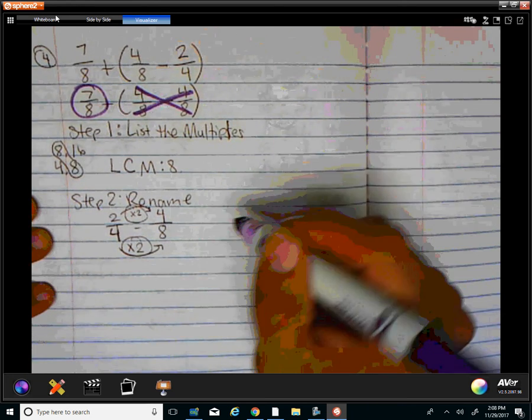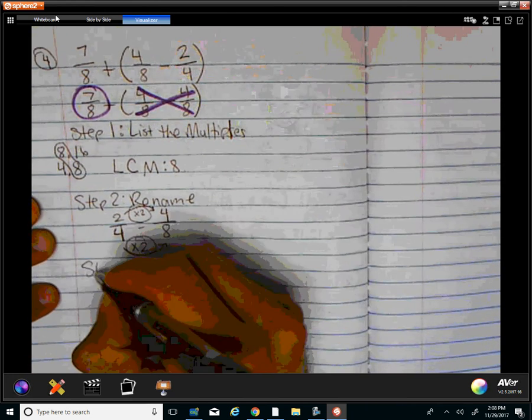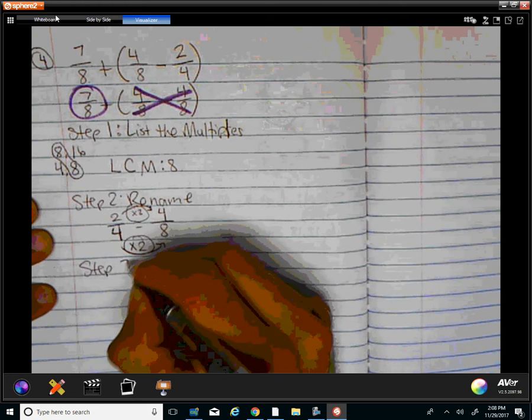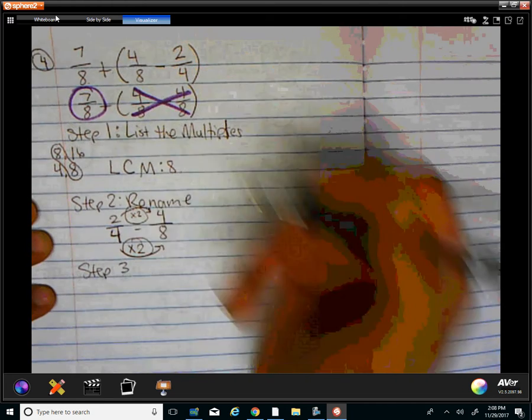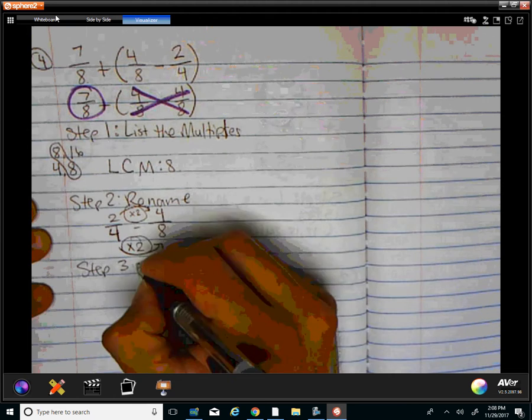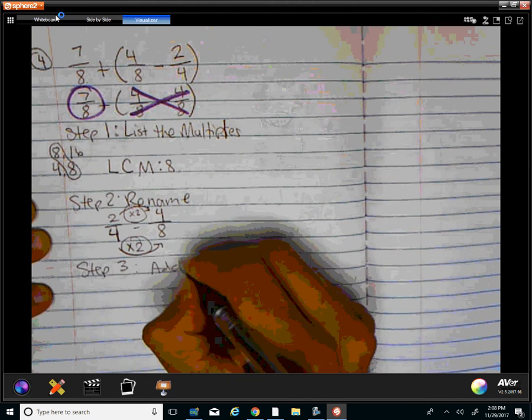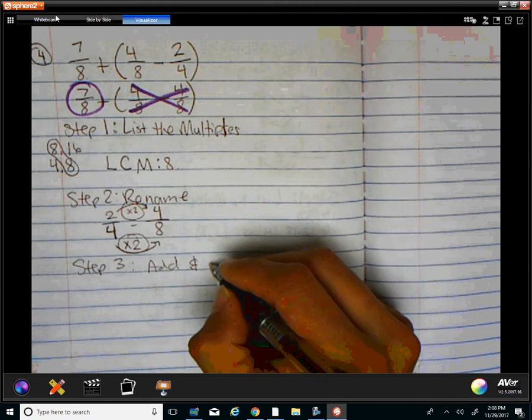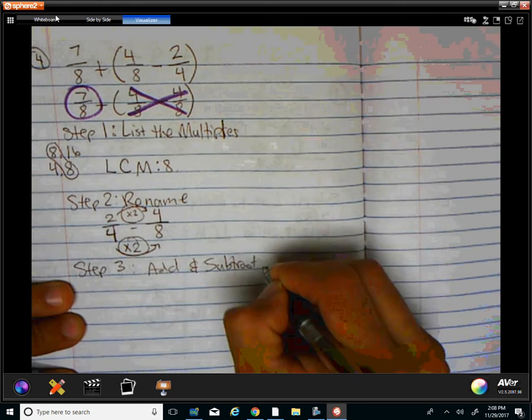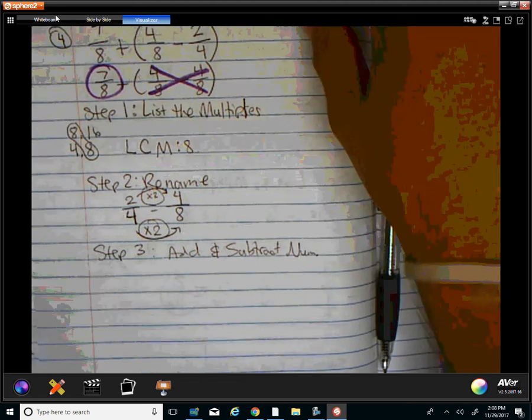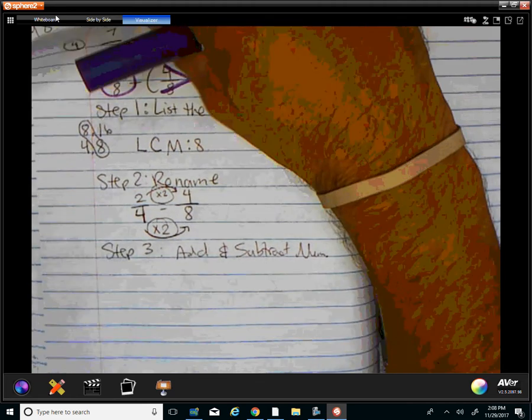Okay? So for step 3, you were supposed to subtract numerators, and then the second operation was add. So add and subtract the numerators. That's how you add and subtract fractions with unlike denominators.